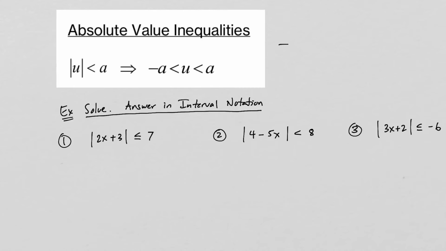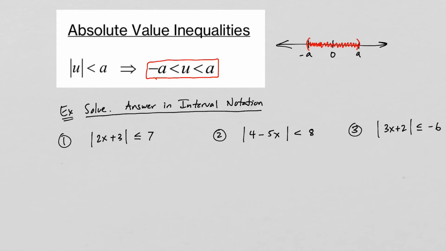If you have a number line and zero's in the middle, and let's say positive a is over here and negative a is over here, if the absolute value of u is less than a, it means that u has to be a number that is less than a units away from 0. So the only numbers that are less than a units away from 0 are all the numbers in between negative a and positive a, which is exactly what this means. So let's see how to apply this to an example.